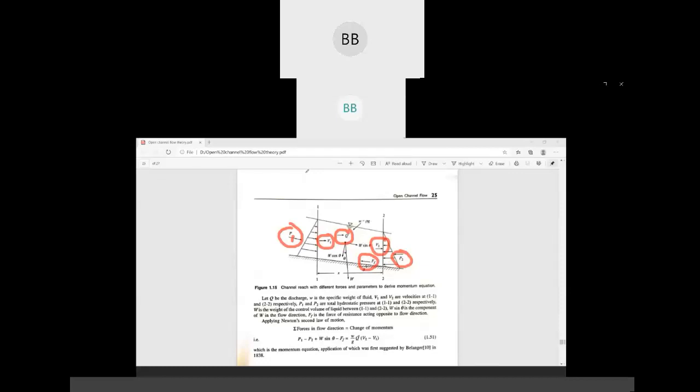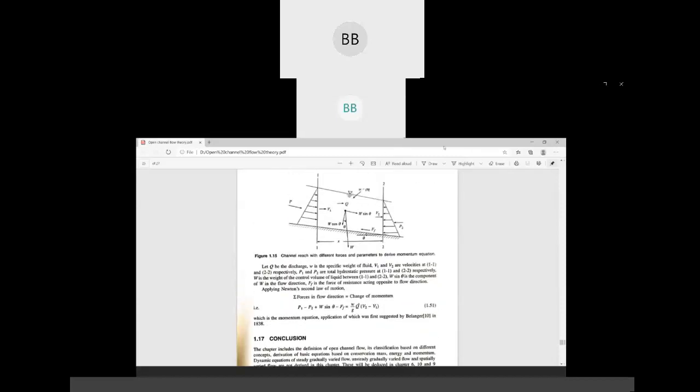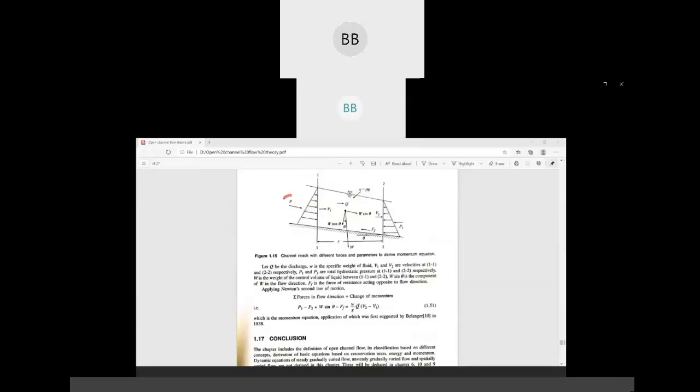So now we are going to use Newton's second law of motion to derive the momentum equation. So what is Newton's second law of motion? Summation of all the forces in the direction of flow is equal to rate of change of momentum. So first we are considering summation of all the forces in the direction of flow.